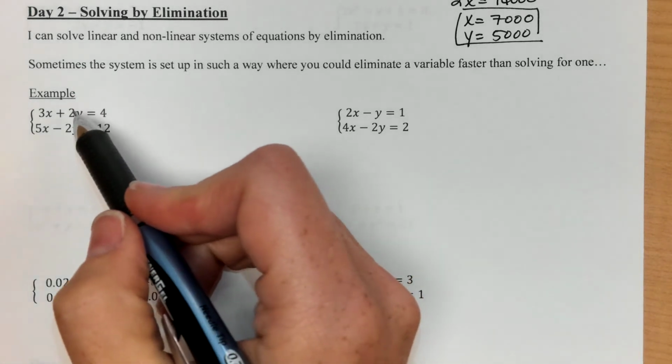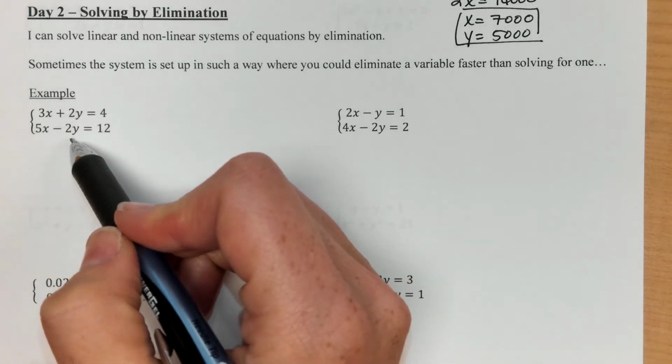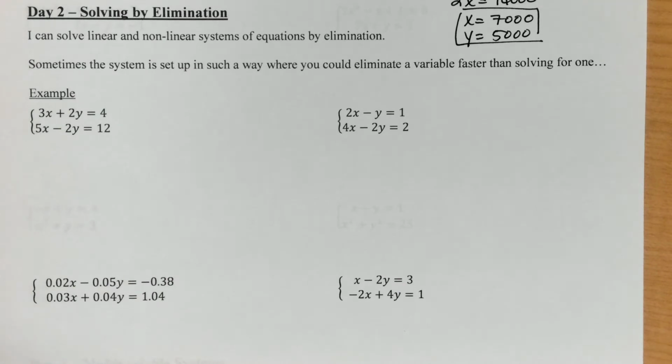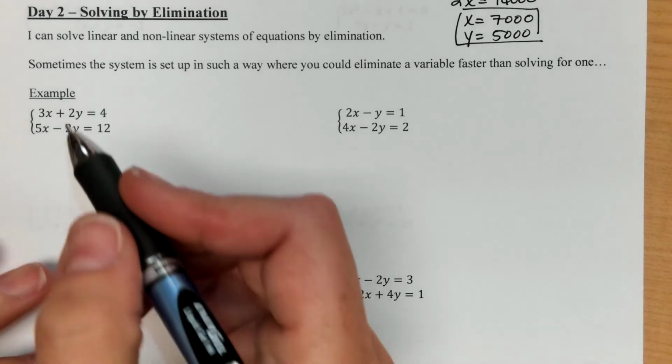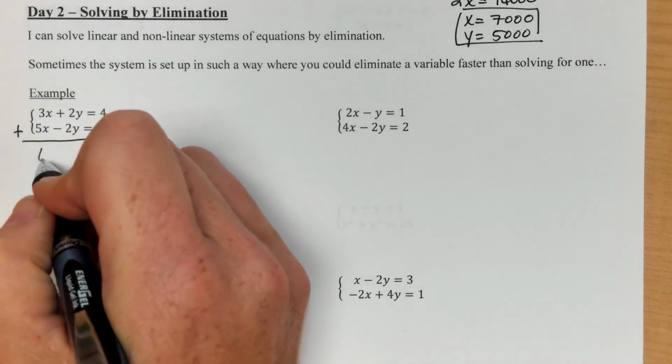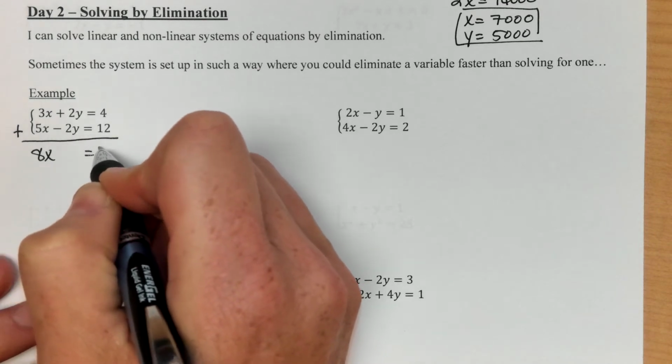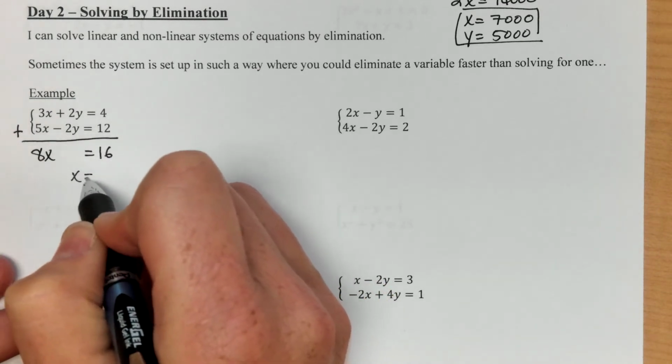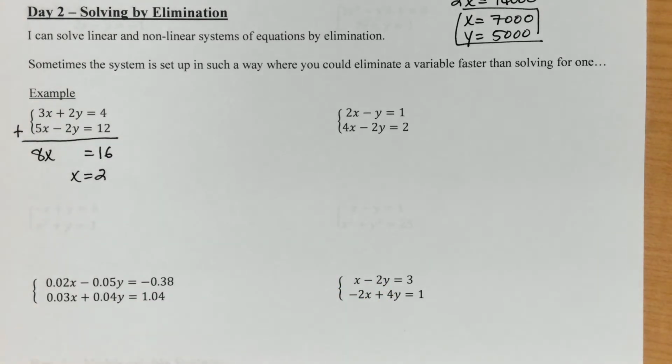And what I mean by match is I've got a positive 2x and a negative 2x. So we could eliminate a variable faster than we could substitute a variable. And what I mean by eliminate is if these are our two equations and I simply just added them together, I would have 8x, I would have no y's, and I would have 16, and it would be very easy to solve for x. And it's a lot faster than substitution.